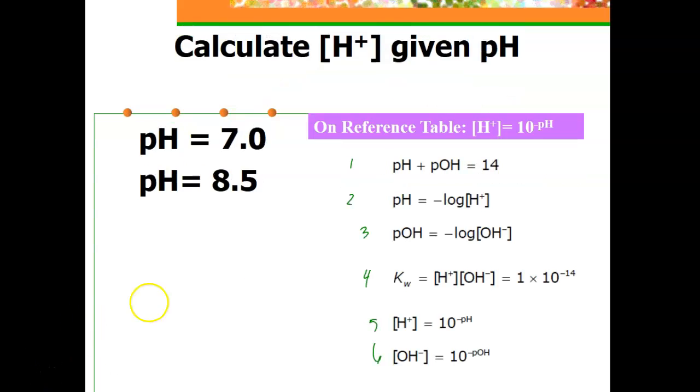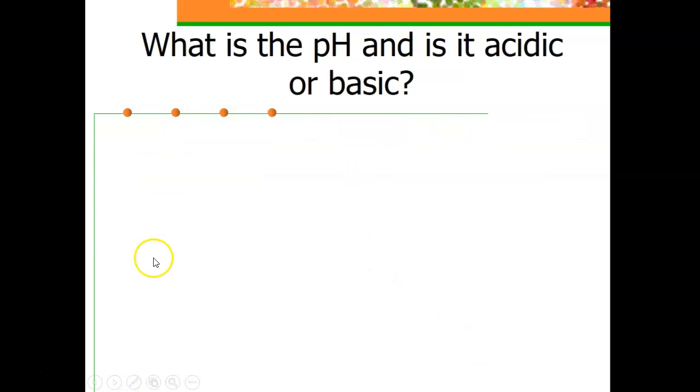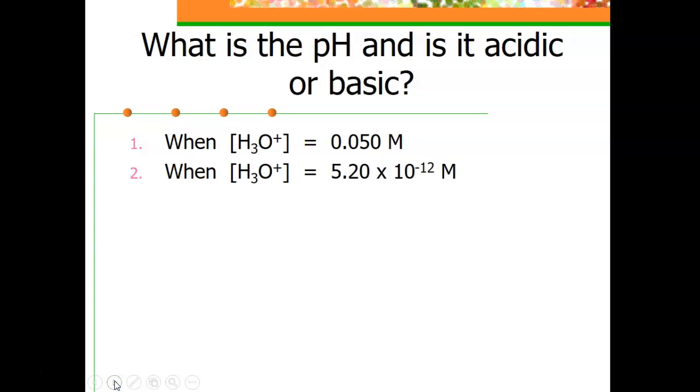All right, so I just want to reiterate to you, when you're calculating hydronium or hydroxide concentration, it's negative. So whatever your pH is, make sure you put that negative in the front. Otherwise, you'll get the wrong answer. All right, so now moving on. It says, what is the pH and is it acidic or basic? So what's given to you?